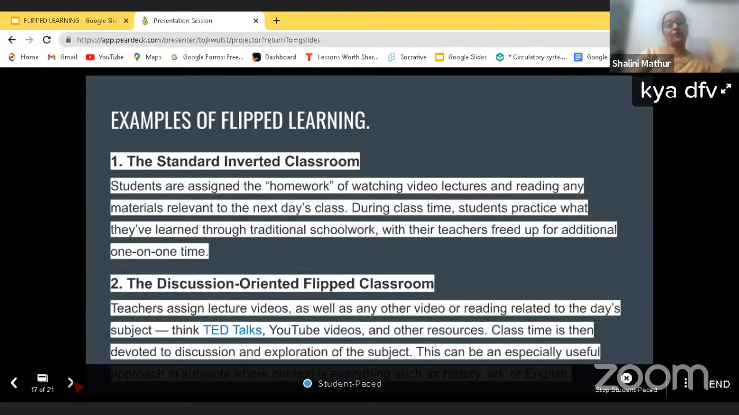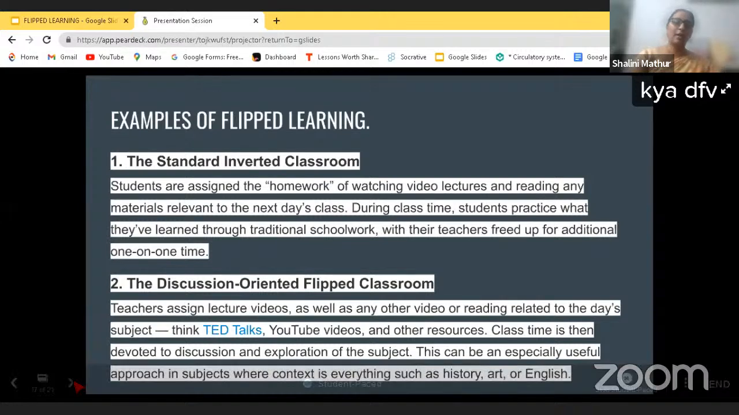Now, examples of flipped learning. We have talked a lot about how to design a lesson for flipped learning, how we can implement it, and which tools we can use for flipped learning. But what are the examples of flipped learning?